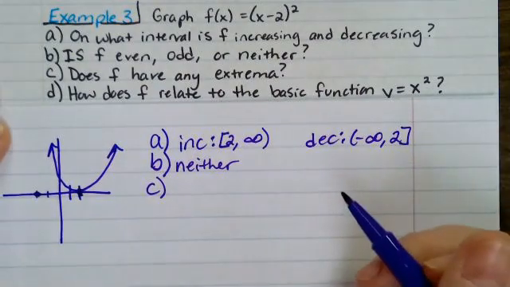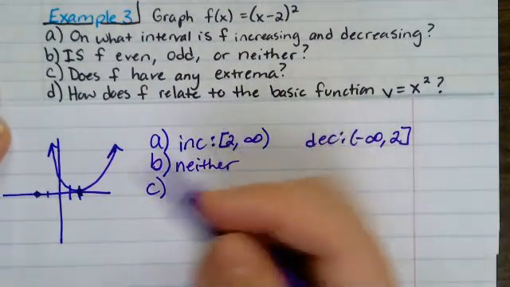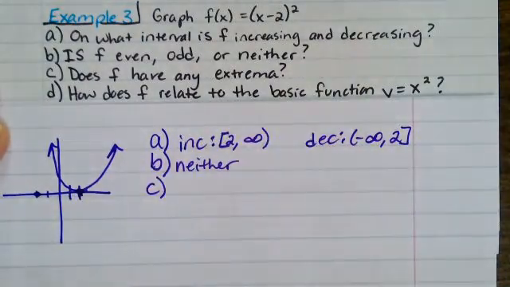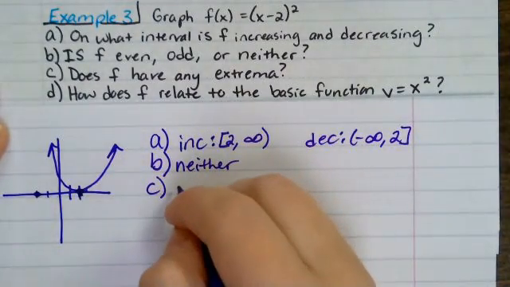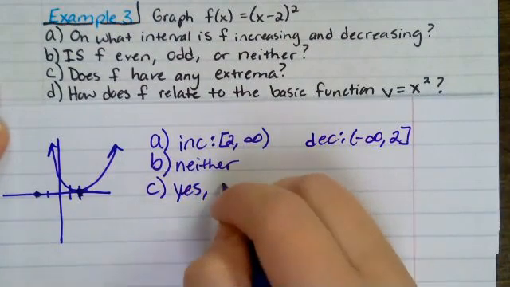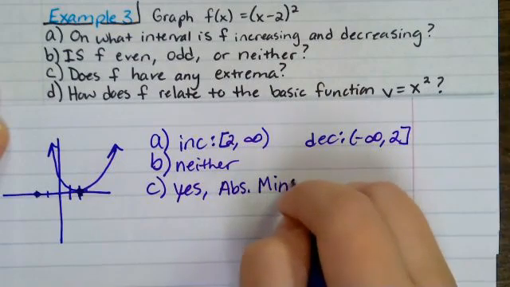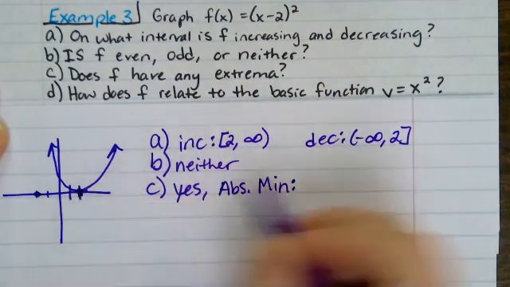All right, does f have any extrema? Yes, it does. It's got this little lowest point. It's got that absolute minimum down there. So yes, we're going to say we've got an absolute minimum, and that's at the point 2, 0.